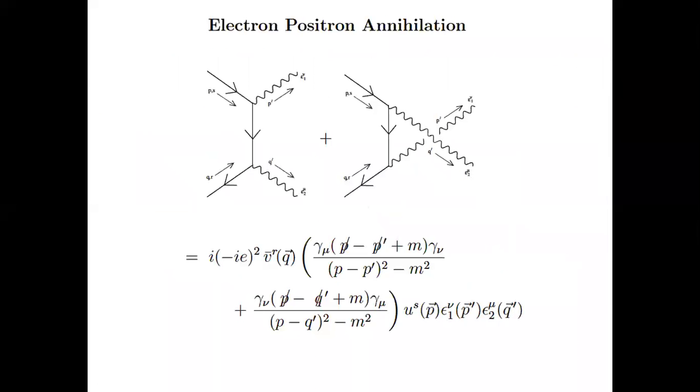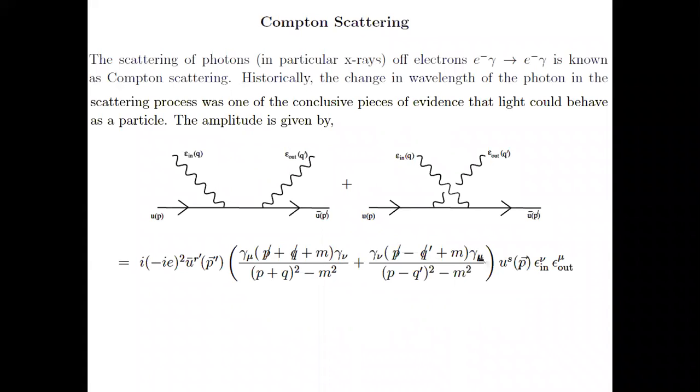So this is the electron positron annihilation amplitude. And next we come to Compton scattering. This is the last slide.